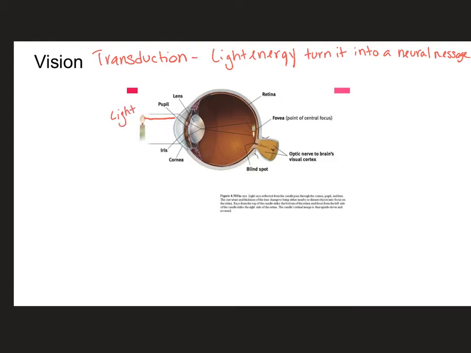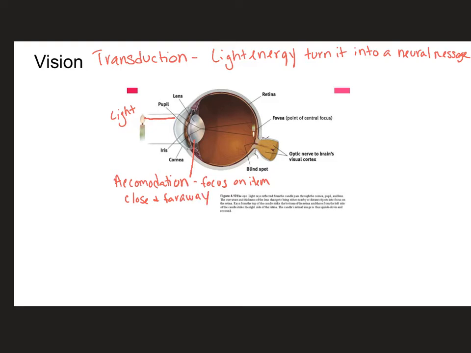And so this is how vision works, right? So vision works by light entering the eye. And then what happens here is that through the lens, a process that we call accommodation. And what accommodation is going to do is allow you to focus. So it can focus on items close and far away.